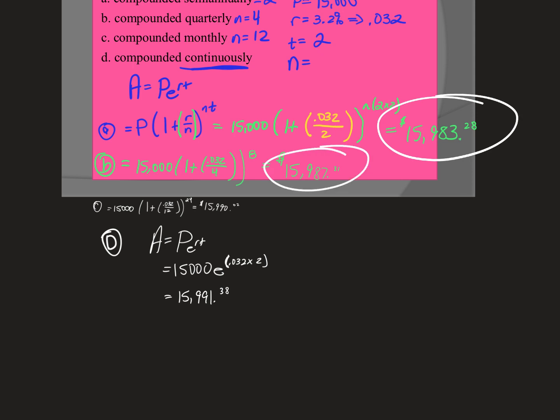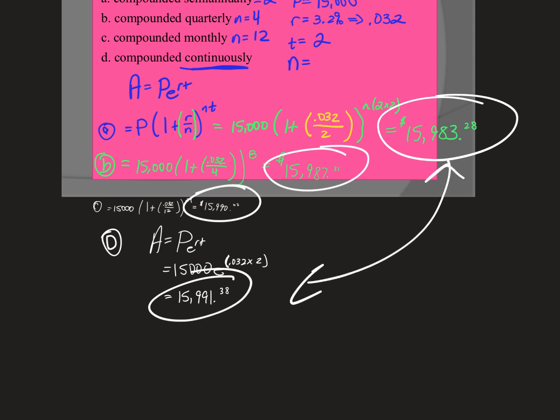All right, now I want you guys to look at all 4 of our answers. 15,983, 15,987, 15,990, and 15,991. Are those values very far away from each other? No. When you compound stuff continuously, quarterly, monthly, it's all about the same. But I want you guys to understand that on your test, you're going to have to compound daily and continuously. Your answers should be relatively close. I mean, if I make the time 25 years versus 2, it'll be a bit of a difference, but it might be a couple $1,000s.